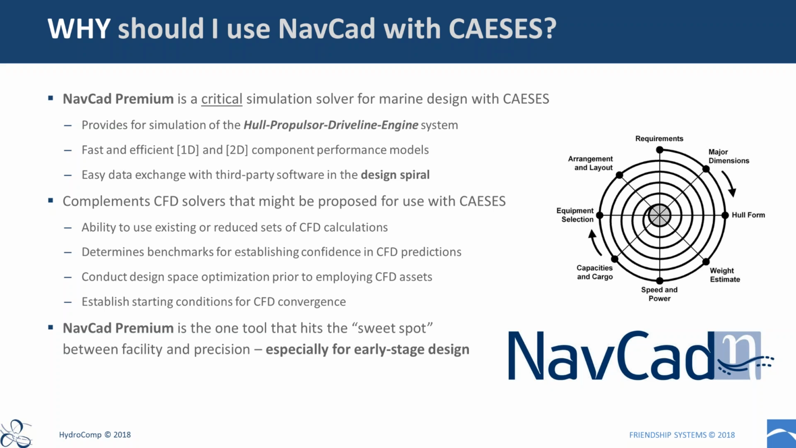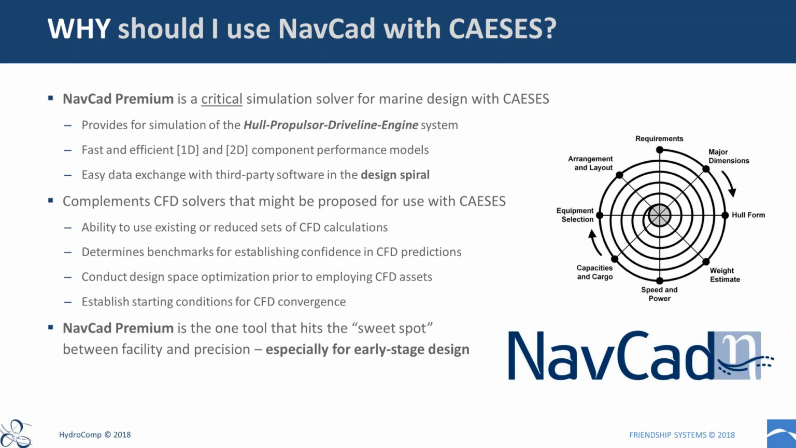But what you can do is you can use sparse calculations of CFD, apply that with NavCad, one of its 1D and 2D prediction methods for bare hull resistance, for example, and use a reduced number of CFD calculations to bring back into the NavCad setting to align the reduced order calculations, the component performance models in NavCad to really improve the total efficiency and reduce the time to results.